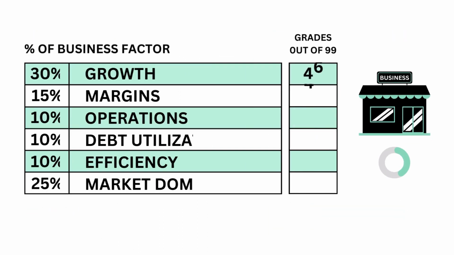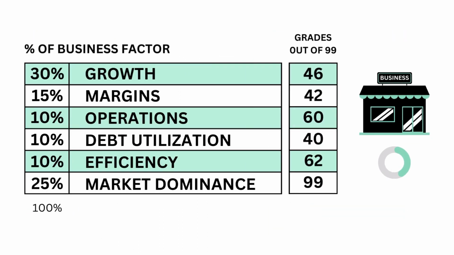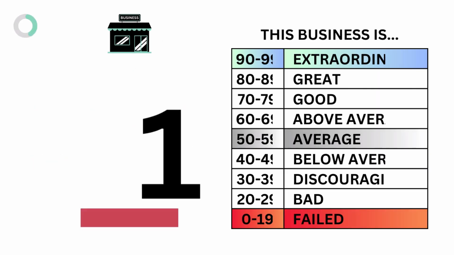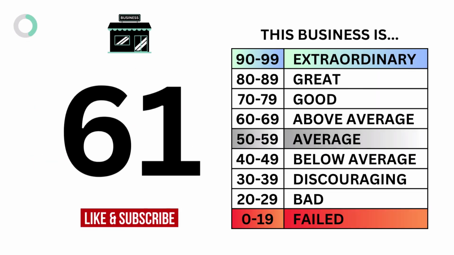To recap, here are the 6 metric grades. And when we put them together, we get our business grade.